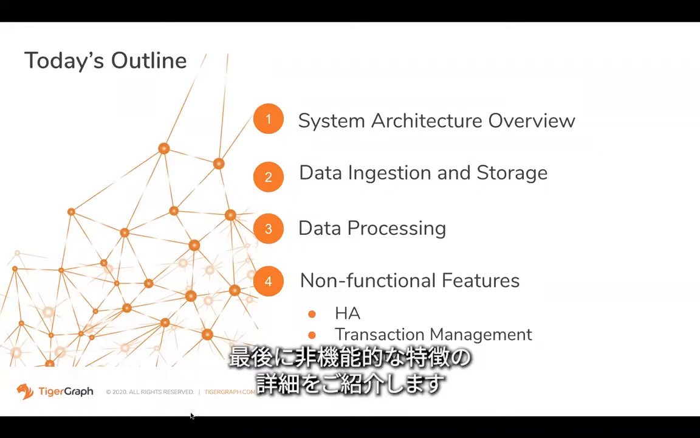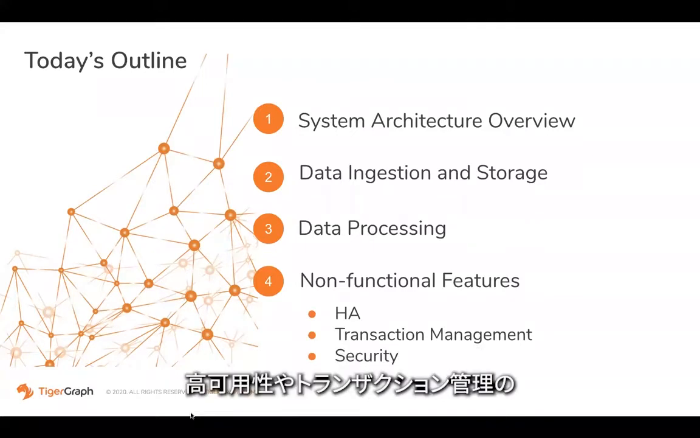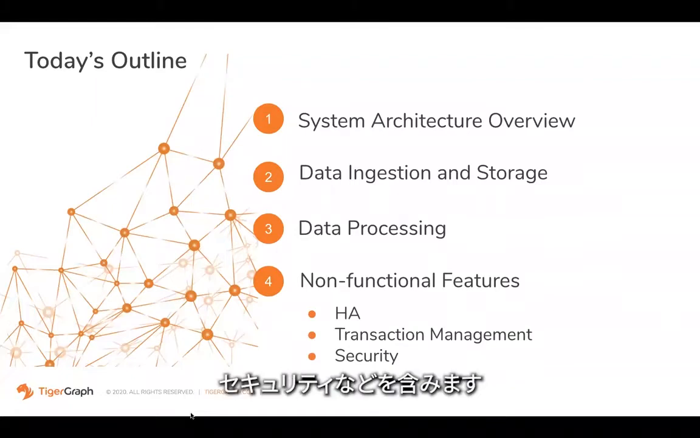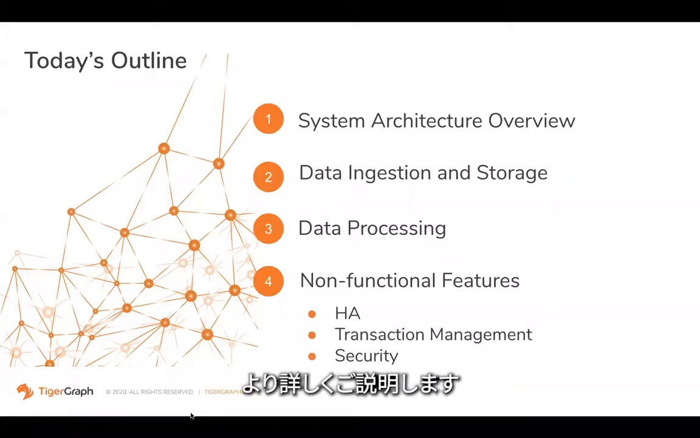And then finally, we're going to present details on the non-functional features, which are very critical for enterprise adoption. These are things like high availability, transaction management, and security. We'll give you a more in-depth design of these key features.